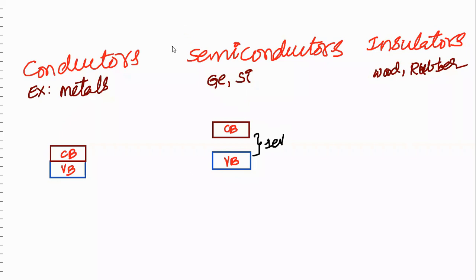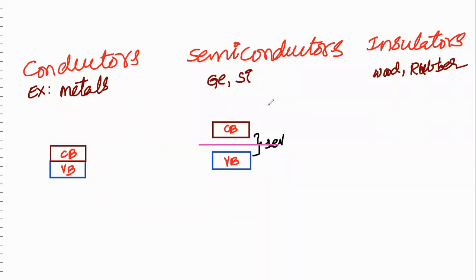So exactly between these two, one energy level is there. That is called the forbidden energy level. This forbidden energy level will be there in between the valence band and conduction band exactly. So the forbidden energy gap will be there between the valence band and the conduction band exactly for the semiconductors.